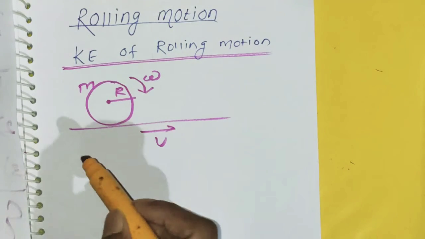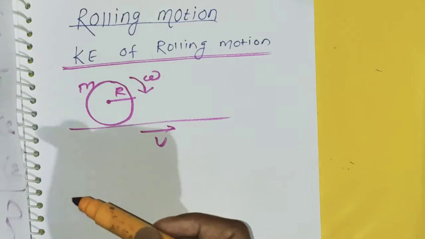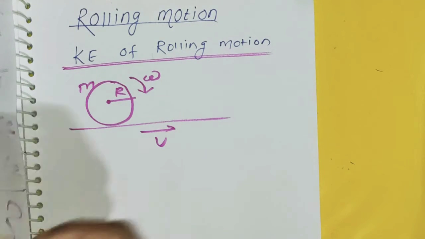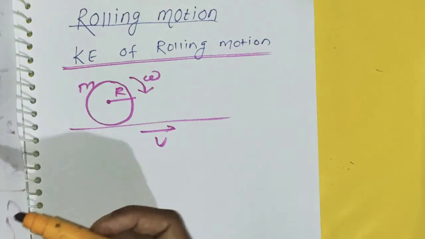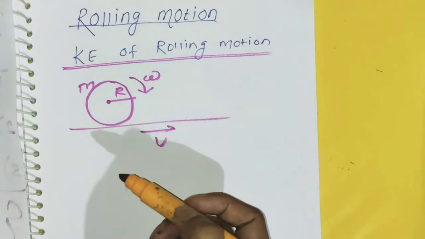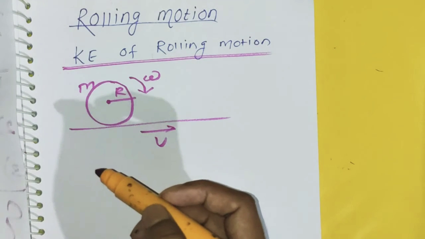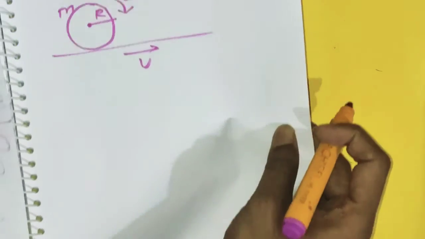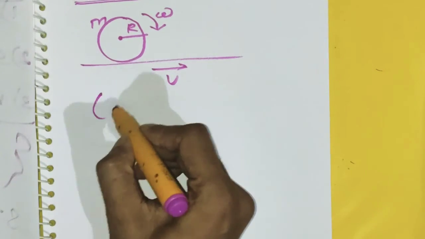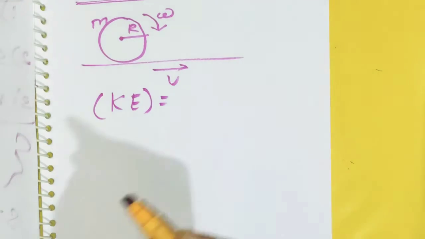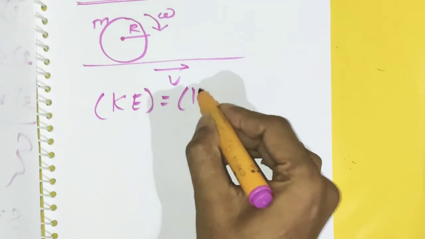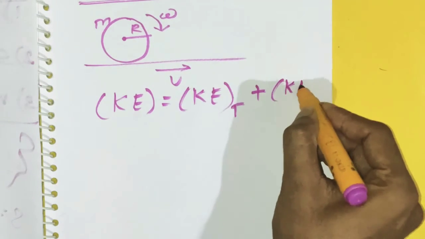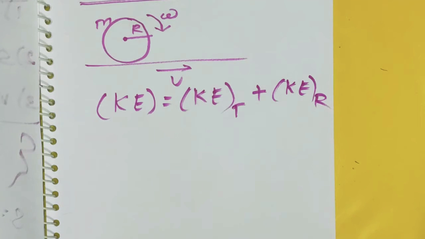at that time it has two types of motion: one is translational motion and the other is rotational motion. So to find the total kinetic energy, it will be the sum of the kinetic energy of translational motion and the kinetic energy of rotational motion.